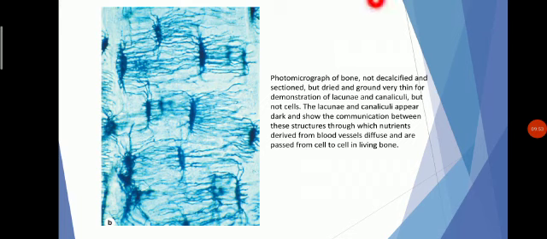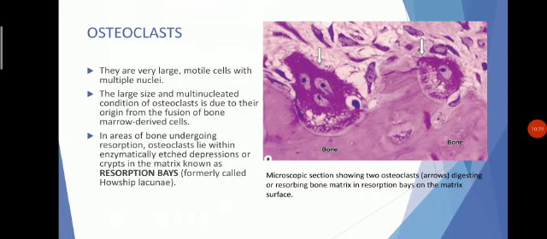Just a photomicrograph of bone, not decalcified and sectioned, but dried and ground very thin for demonstration of lacunae. These are the lacunae, and these are the canaliculi radiating from these lacunae. The lacunae and canaliculi appear dark and show the communication between these structures through which nutrients derived from blood vessels diffuse and are passed from cell to cell in living bones. So these lacunae and canaliculi receive the nutrients and pass them to the cells.